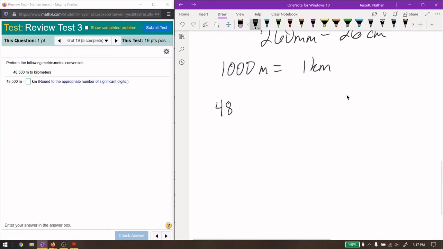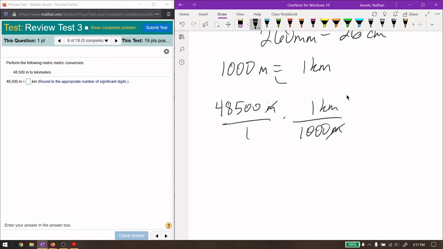So if we have 48,500 meters times 1 kilometer over 1,000 meters, so the meters cancel, right? That's what I just did there. And the 1,000 just moved the decimal point 3 spaces. So we get 48.5 kilometers.